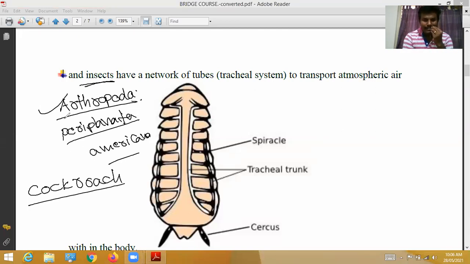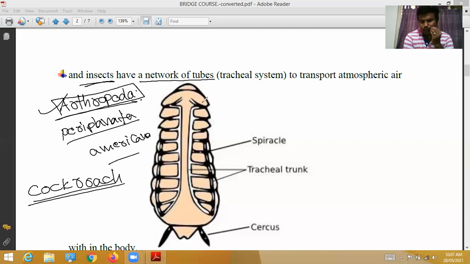Arthropoda is the first largest phylum in the animal kingdom. About Arthropoda features, we will discuss in first PUC. Cockroaches we very commonly see in our homes. So how does a cockroach perform respiration, that we will see.